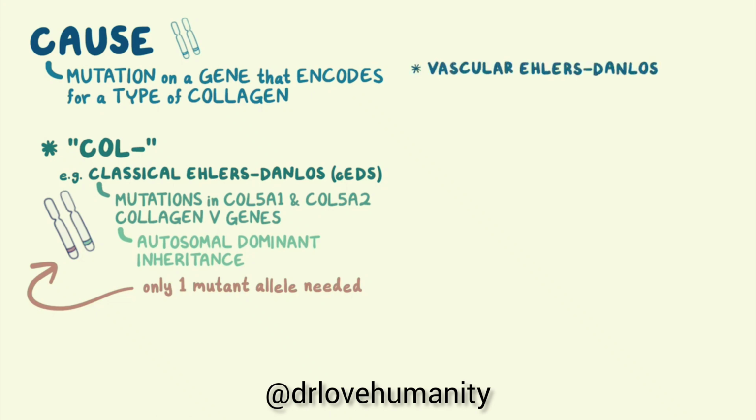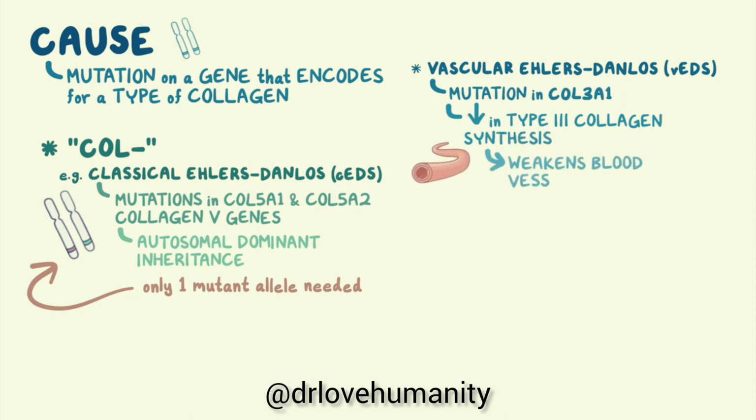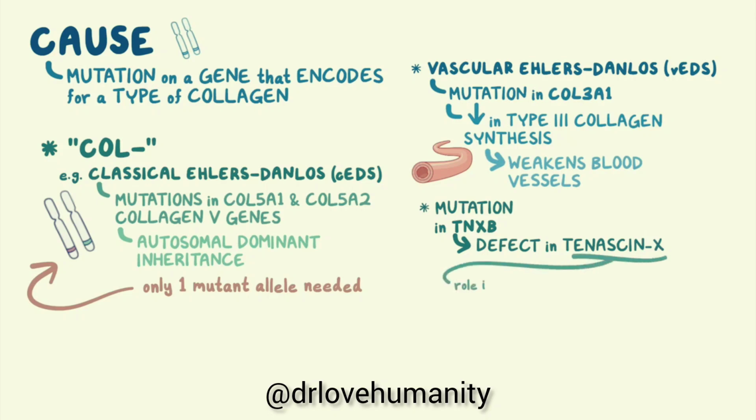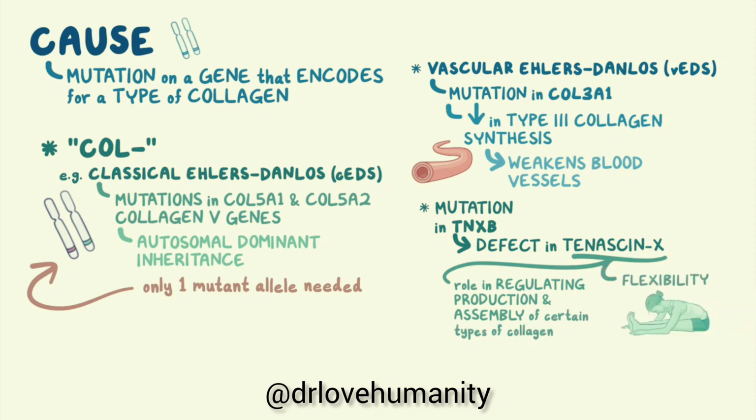Vascular Ehlers-Danlos syndrome, or VEDS, is caused by a mutation in the COL3A1 gene, which causes a decrease in type 3 collagen synthesis, which weakens blood vessels. There are also cases where there's a mutation in a gene called TNXB, which causes a defect in a protein called tenascin-X. Tenascin-X is believed to play a role in regulating the production and assembly of certain types of collagen and providing more flexibility. A TNXB mutation is thought to be the cause of classical-like Ehlers-Danlos, or CLEDS, in some people.